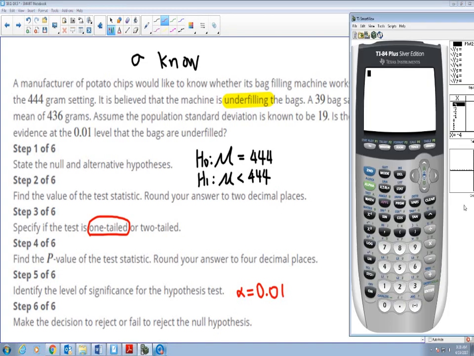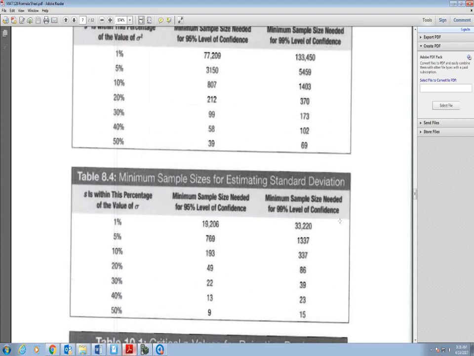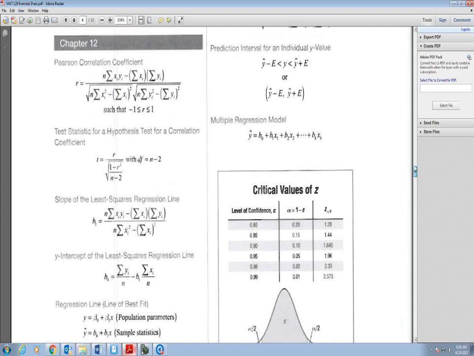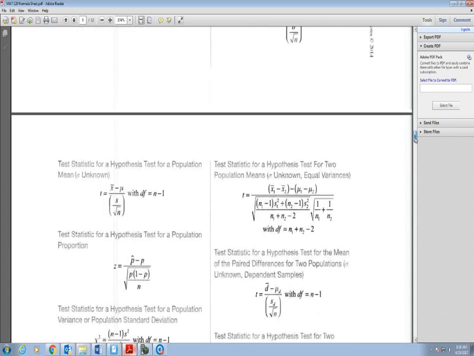If we go to stat, go to test, this word test is where we came for the confidence interval. Right now we're going to do the z-test. This test means hypothesis test. If you look at the formula, let me go to the formula sheet real quick. How do I know right now I'm supposed to use z-test?